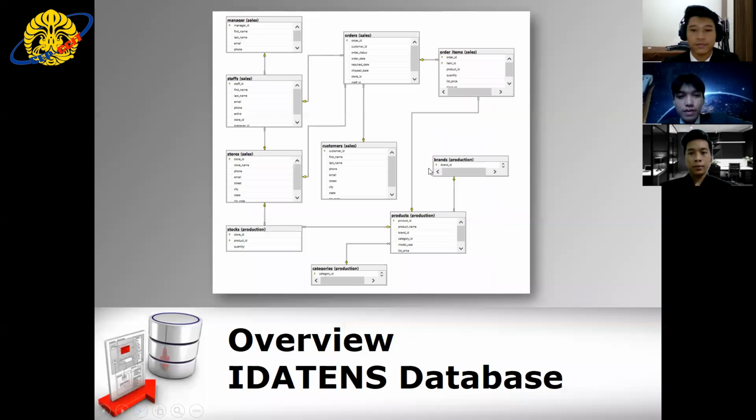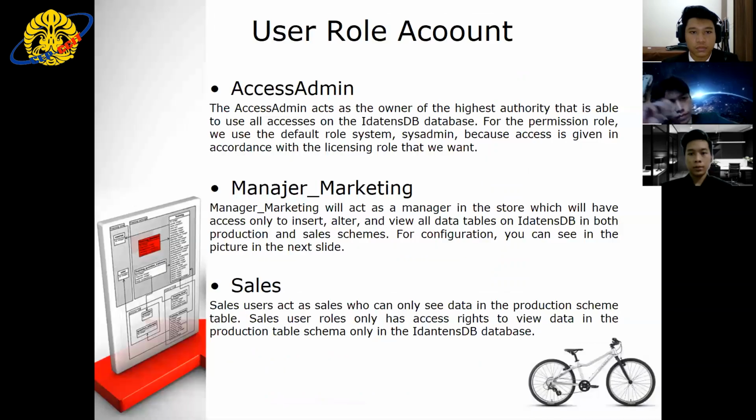Our project is about the administration of a bike store database called IDATENS. Here we have the overview: the IDATENS database diagram consists of sales and production schemas. Next is the user role account. We have 3 user role accounts. The first role is access admin.